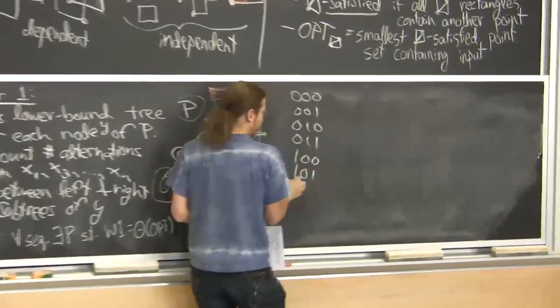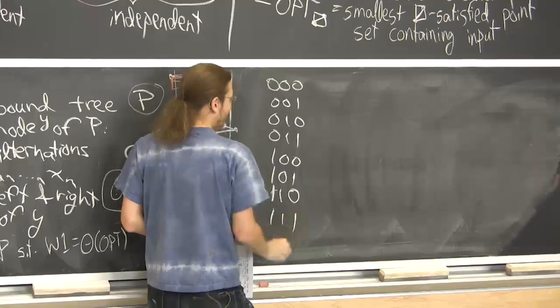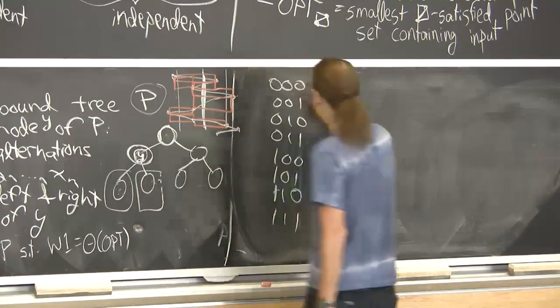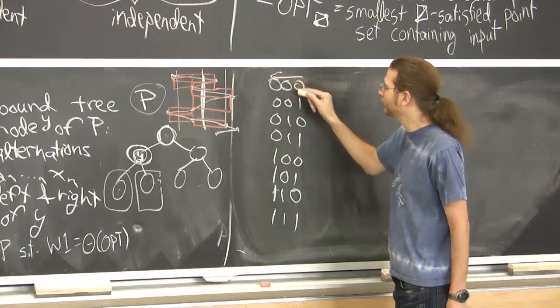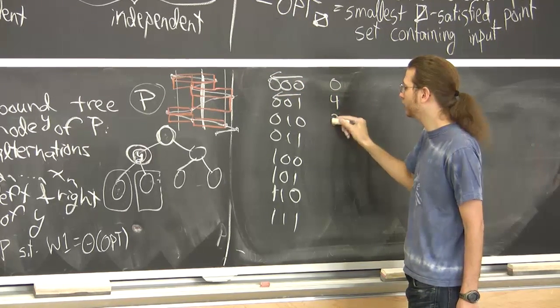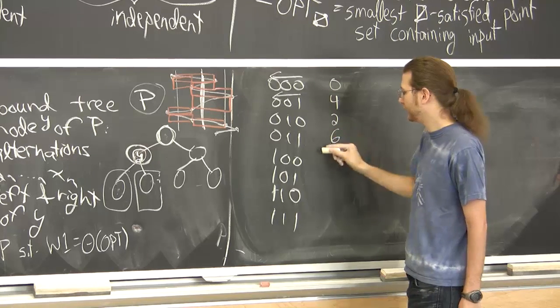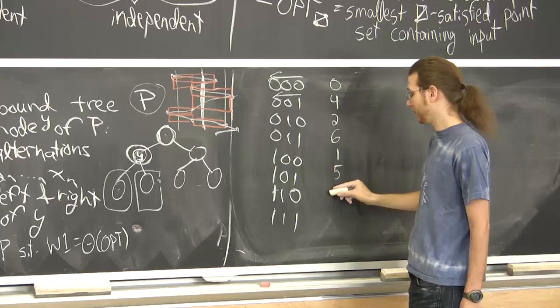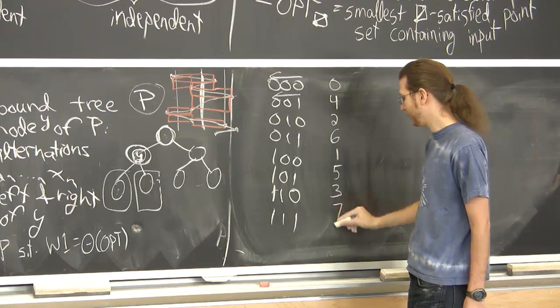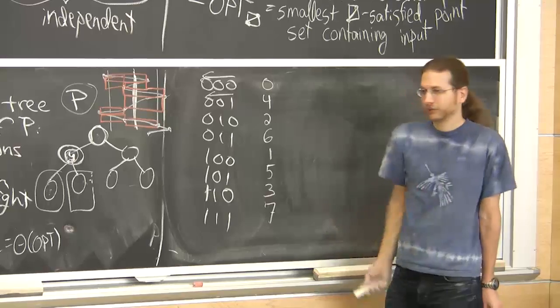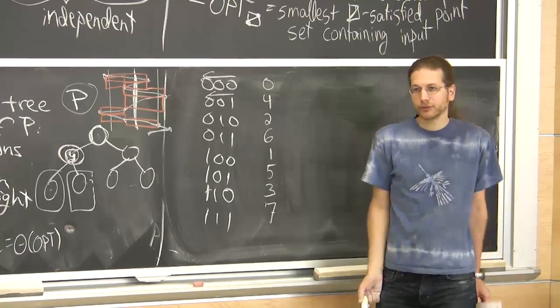You may recognize this sequence. This would be in-order traversal in binary. But if I take these bit sequences and read them backwards, then I get 0, 4, 2, 6, 1, 5, 3, 7. This is the numbers 0 through 7 in a funny order. It's called the bit reversal sequence.